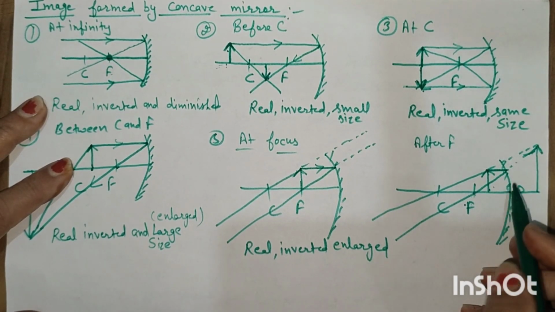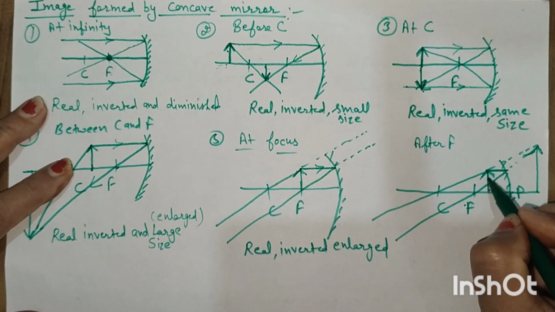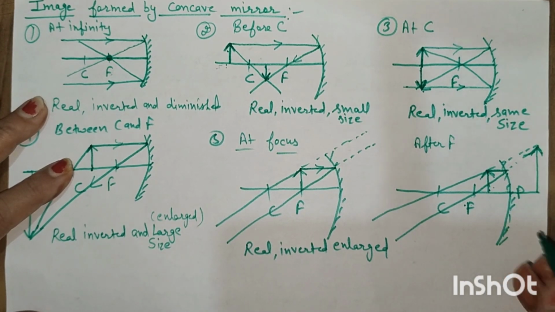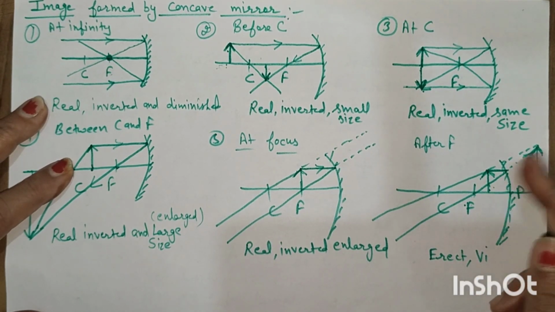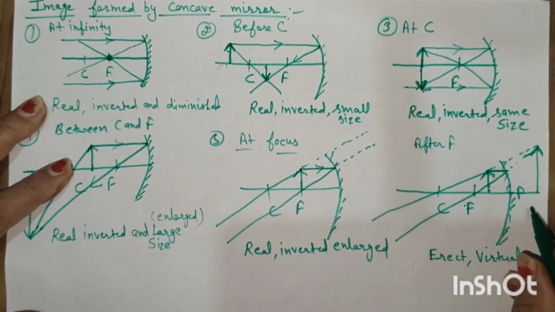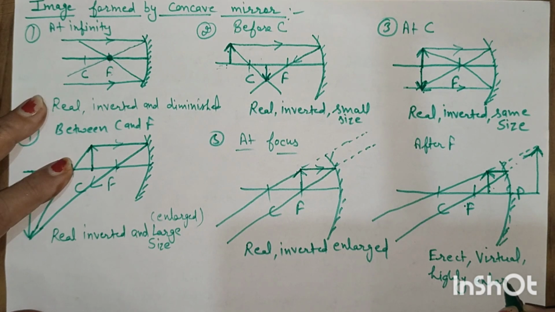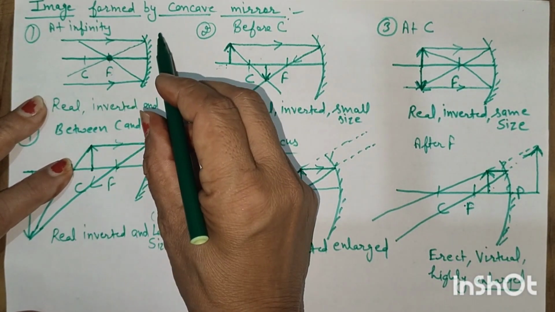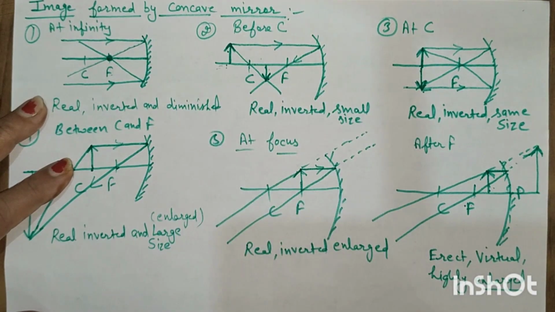And this only you can see. Object is standing, image is also standing. It means image is erect, virtual, it is behind the mirror, not obtained actually on the screen, and highly enlarged. Erect, virtual, and highly enlarged. These are the images formed by the concave mirror.